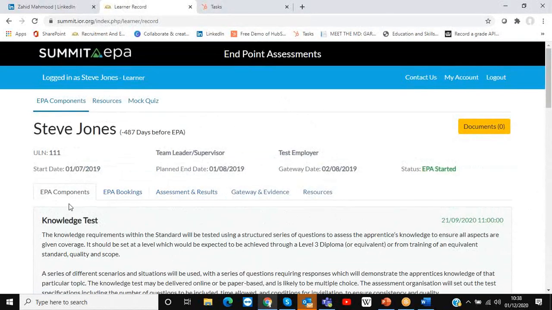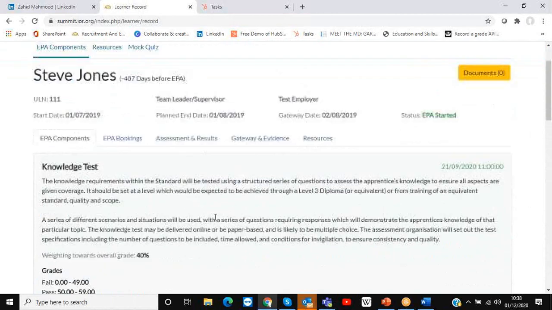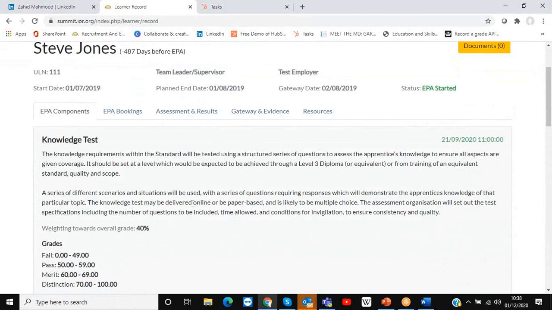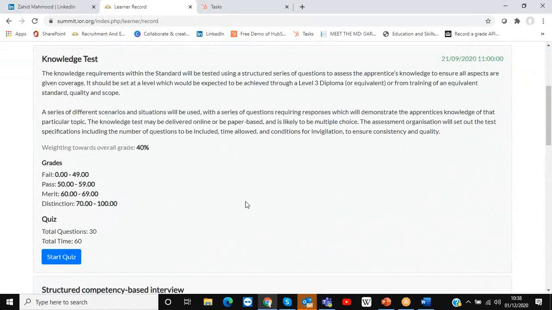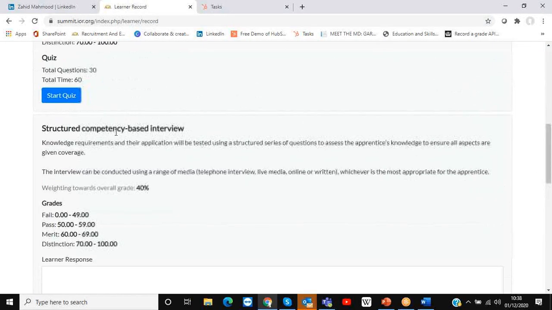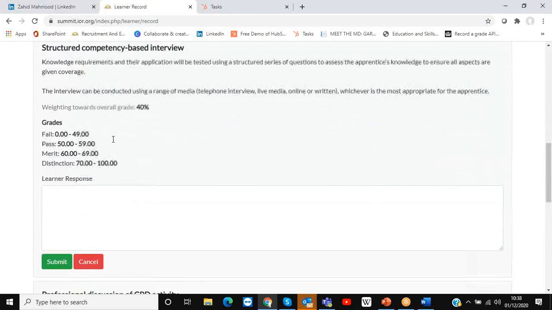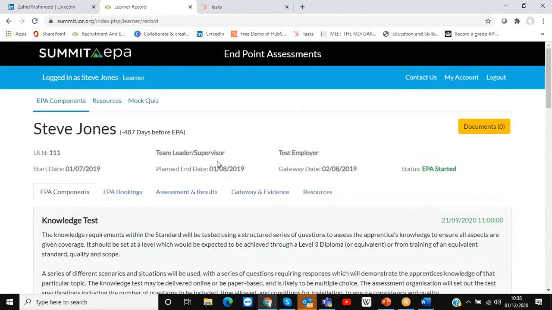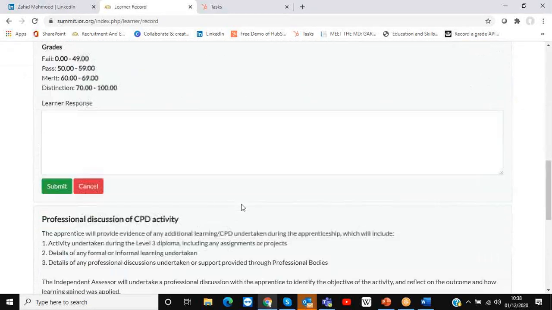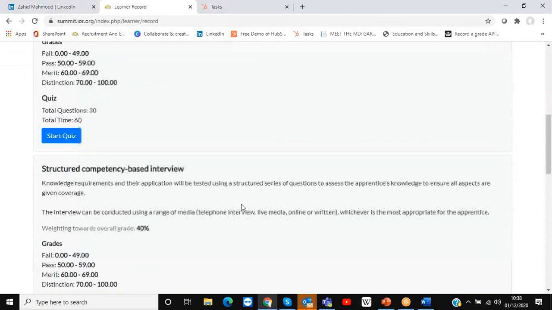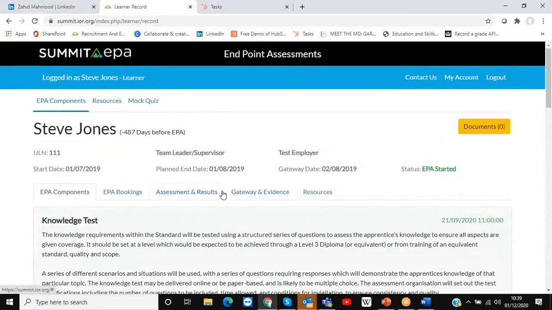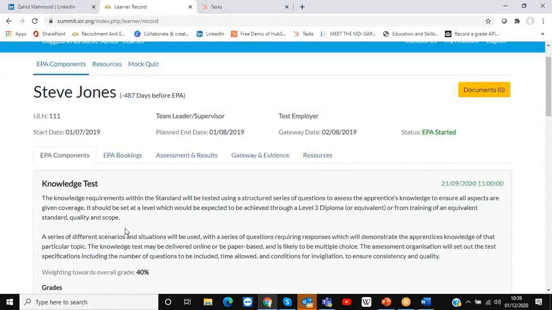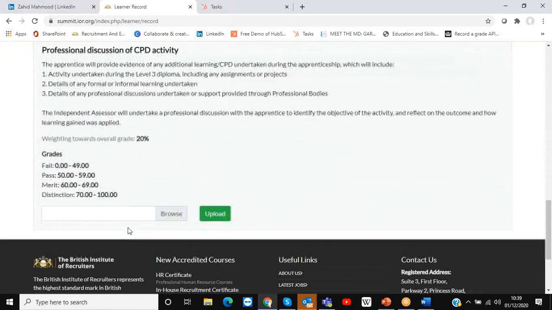And you can see on there that they get a synopsis of the component, the breakdown of the grades, etc. And they can upload anything to do with their competency-based interview and professional discussion. As you can see, there's no portfolio there. That was phased out in the beginning part of 2020. So we don't submit a portfolio for team leader or ops departmental manager 5.